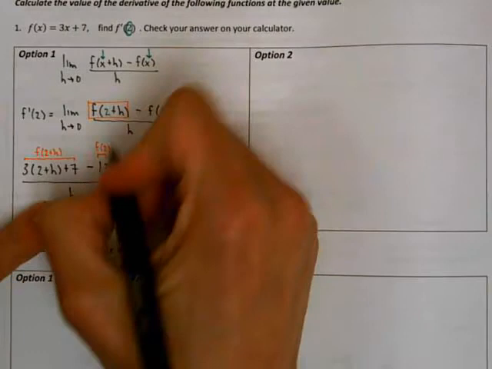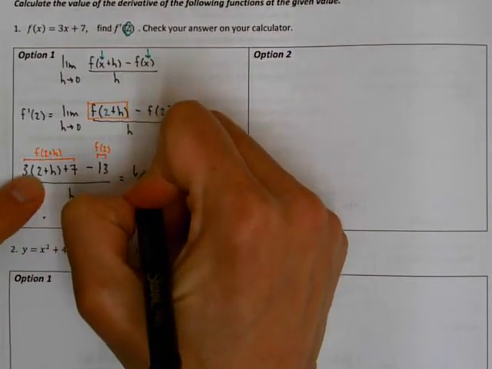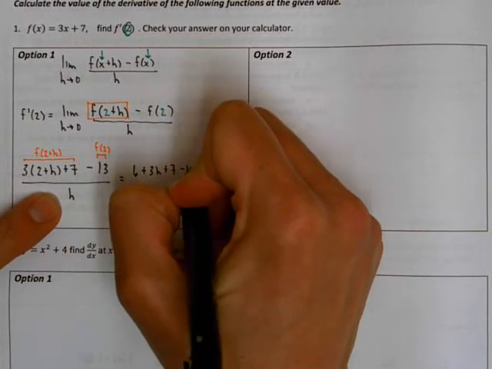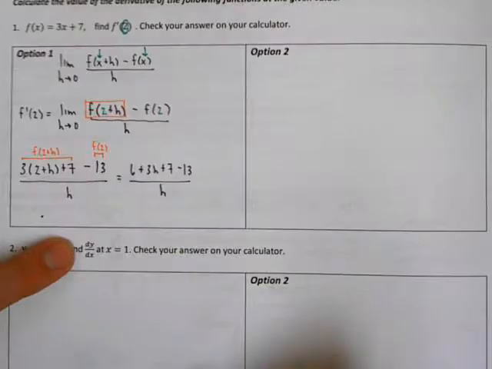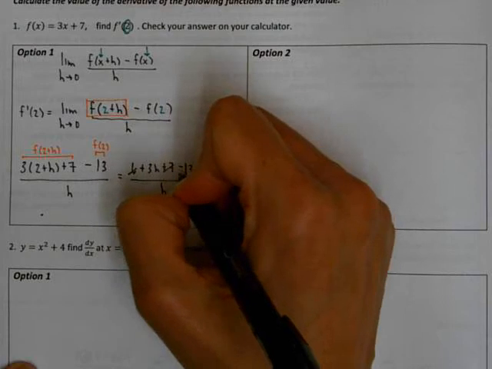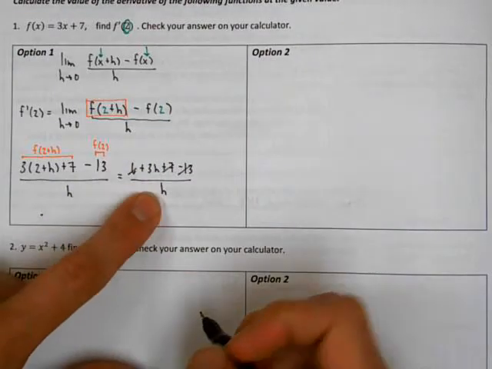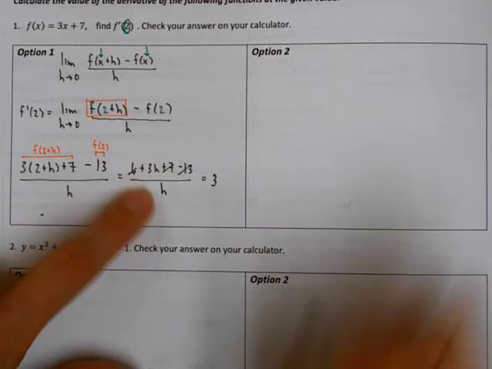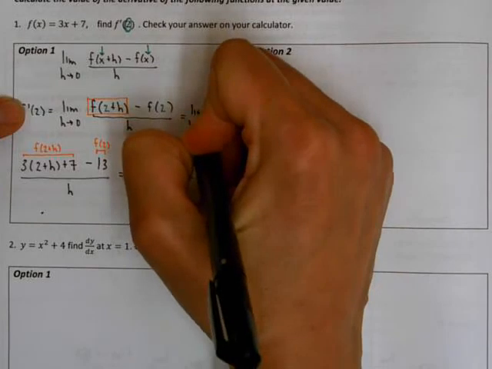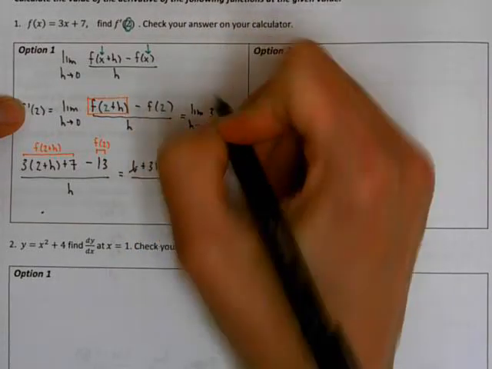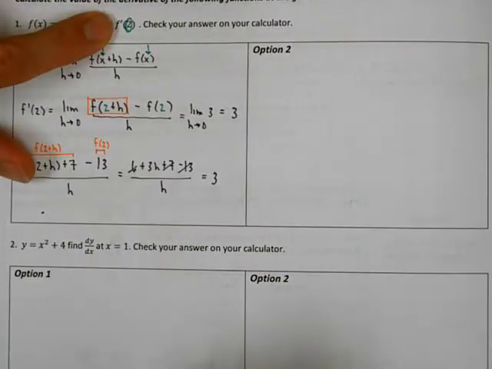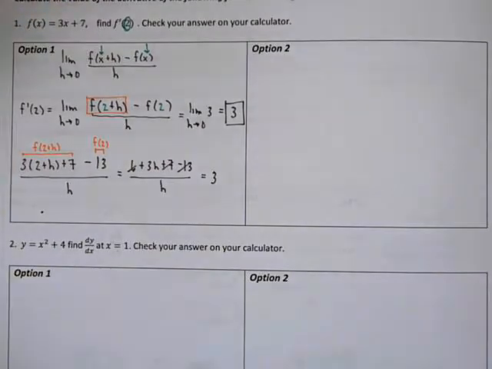Now we can simplify this. So if I distribute, 3 times 2 is 6, plus 3 times h is 3h, plus 7 minus 13 all over h. The nice thing here is my 6 plus 7 is 13, minus 13 is 0, so those cancel. And I get 3h over h, which is just equal to 3. So now my limit is just the limit as h approaches 0 of 3. Since I'm taking the limit of a constant, that is just 3. So it's telling me that f prime of 2 is equal to 3.